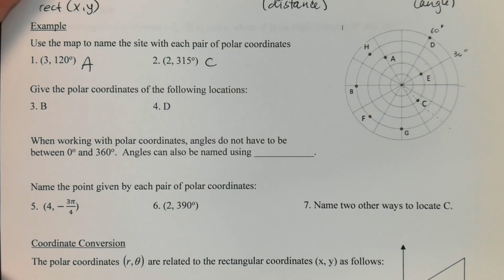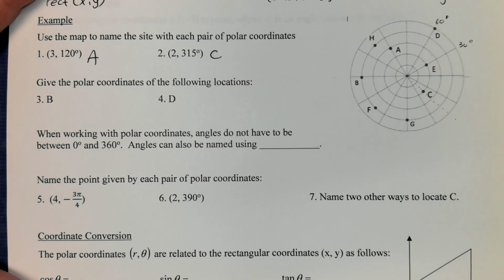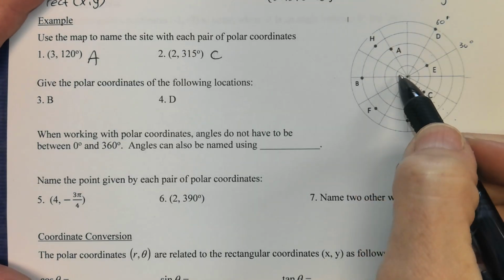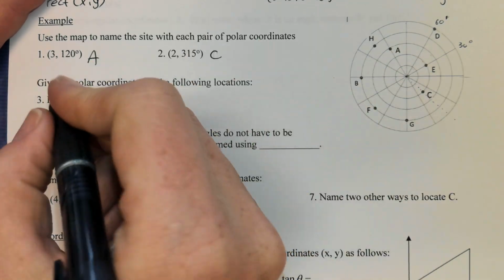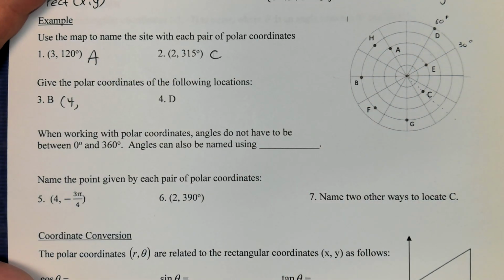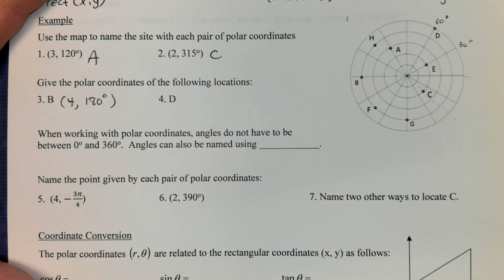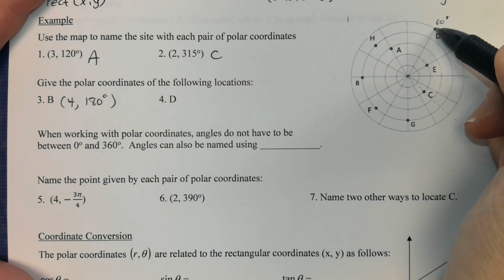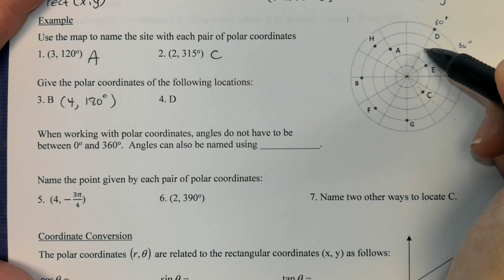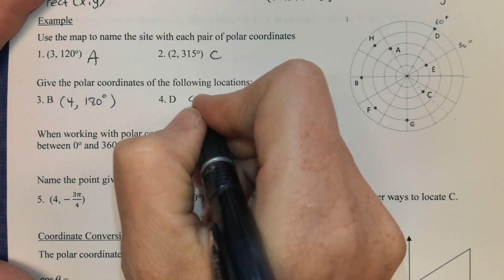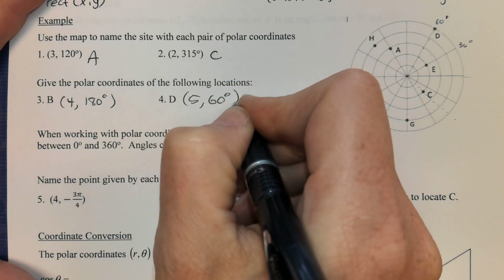Next one says give polar coordinates for the following locations. So B is right here. It's on the 1, 2, 3, 4th ring out. So we'll start with a 4. And then since it's on that line going left, that's at 180 degrees. D is right here. We kind of talked about how that's already the 60-degree angle. So that's 1, 2, 3, 4, 5 rings out at 60 degrees.